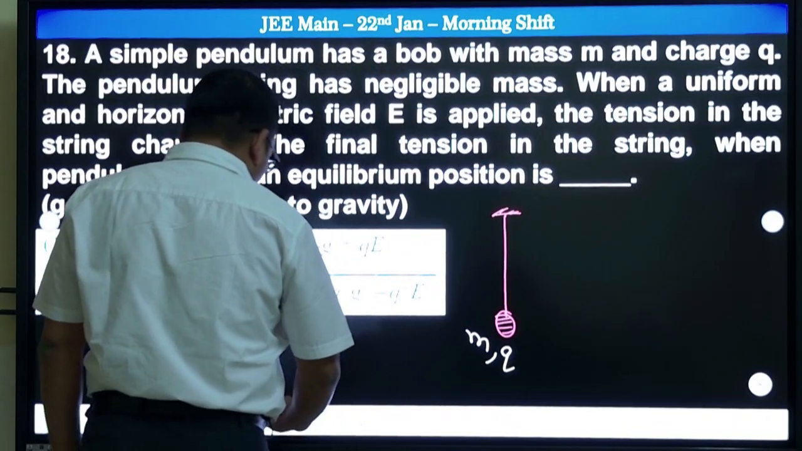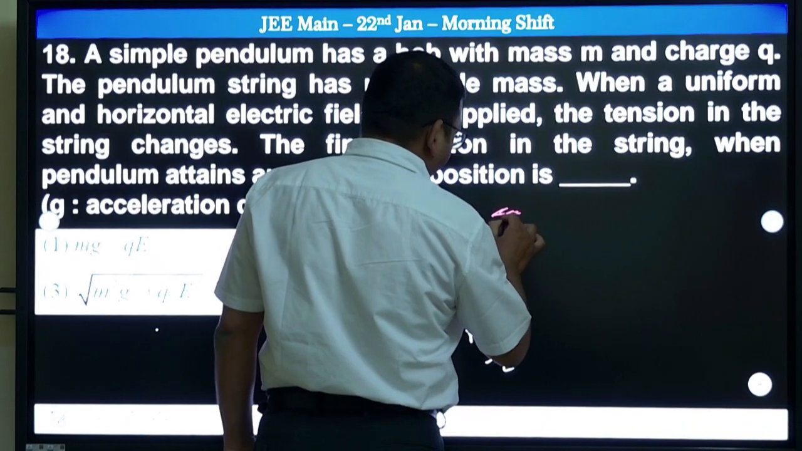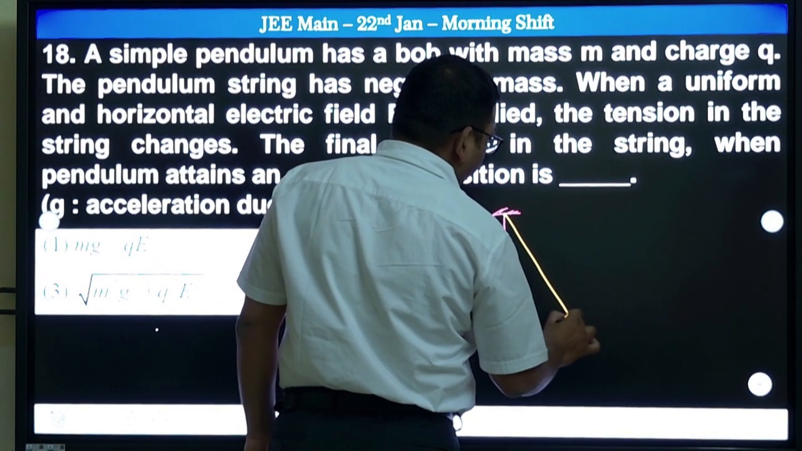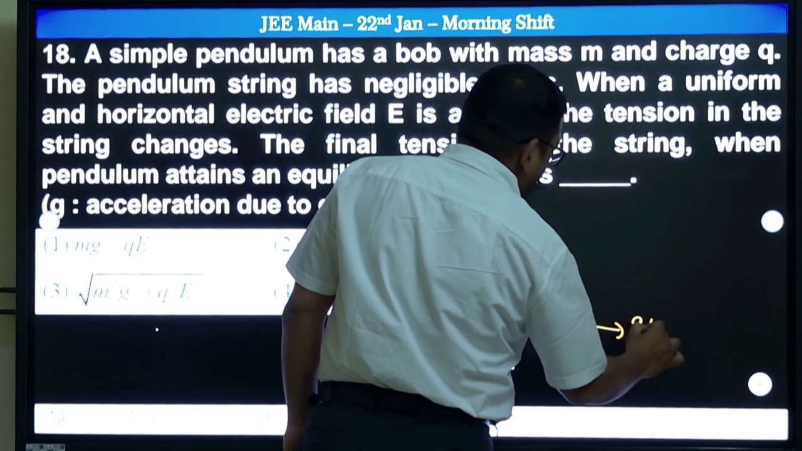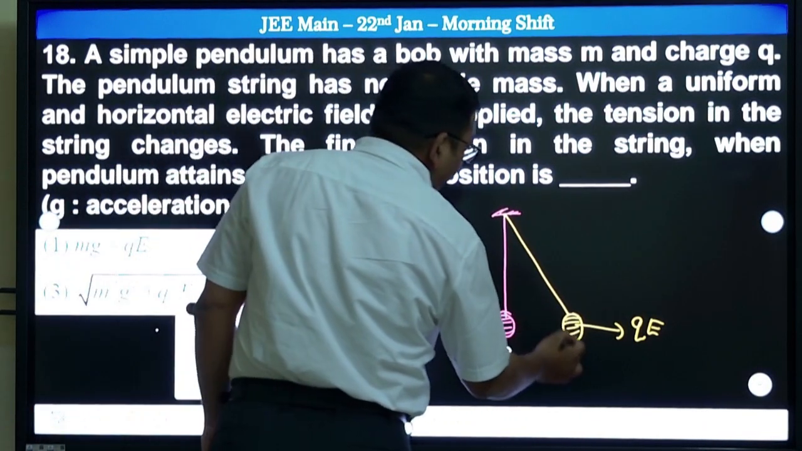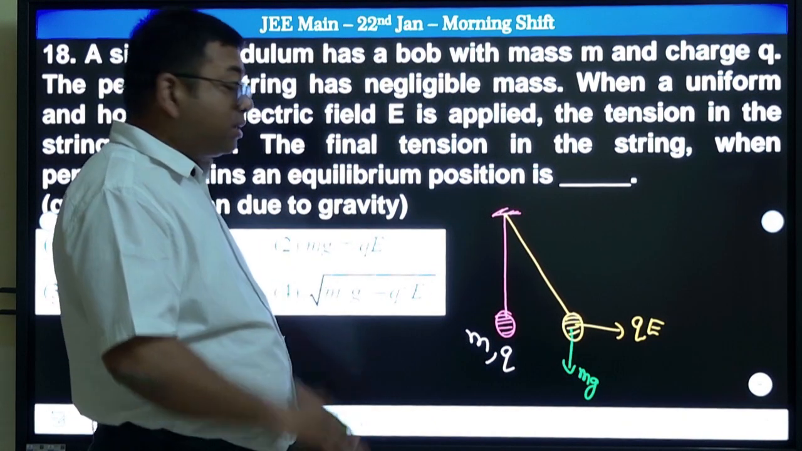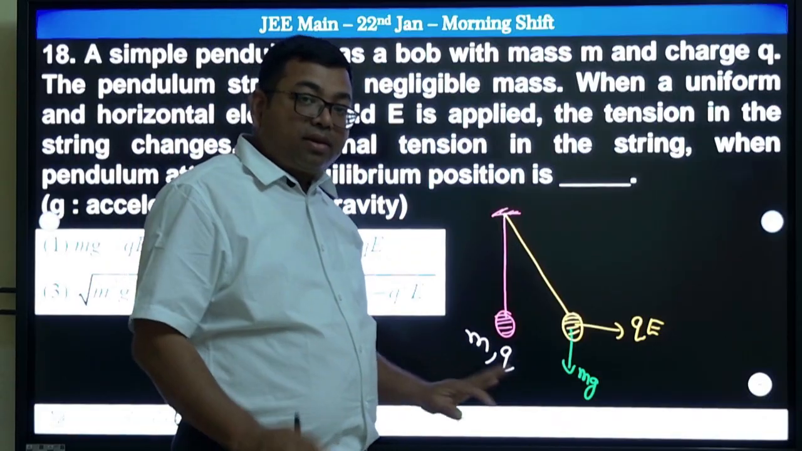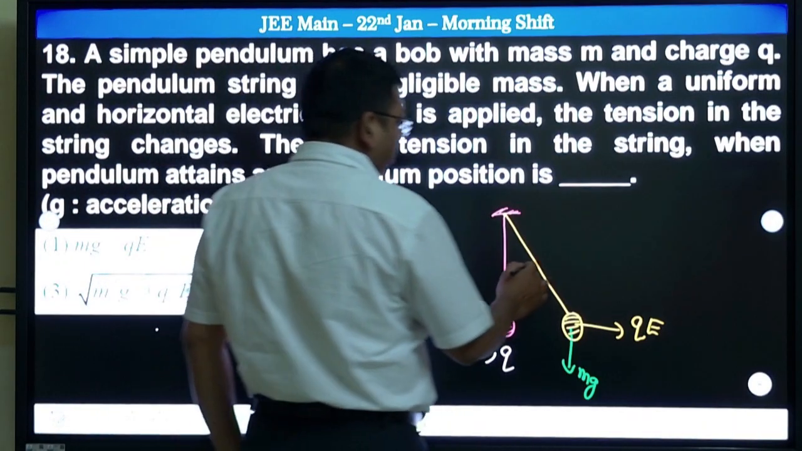Once you apply the electric field, you know that the electric field will push it in this direction. So this string will become like this, and this is qE, the electric force, acting. mg will be acting downward, right? Now, previous year they have already asked this angle. They are not asking that angle. They are asking here the final tension.